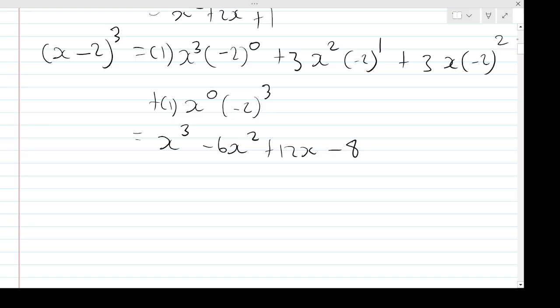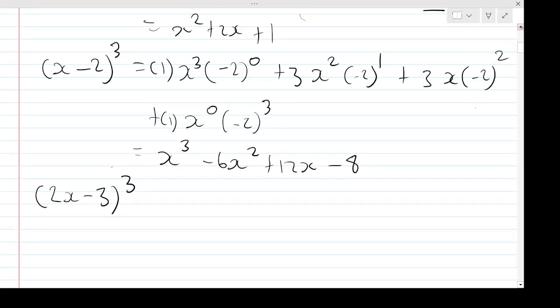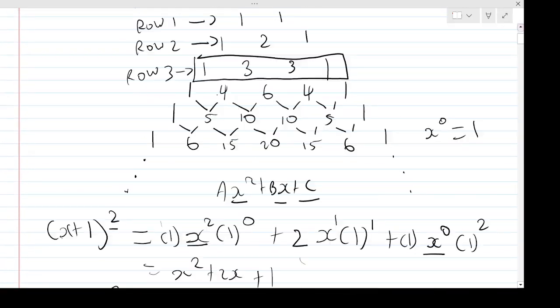Okay, I'm going to try one more example before we look at the actual examples using this. We have 2x minus 3 to the power of 3 again, okay? So that means, firstly, because it's power 3, we want to look at row 3 in our triangle, which again is going to be the same row that I've boxed in. So row 3 will be here, there.